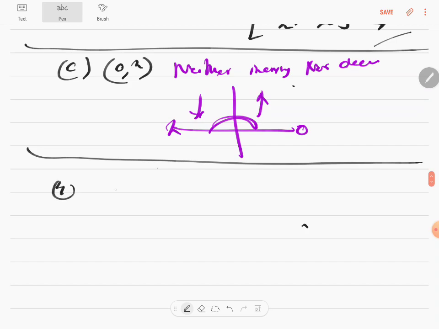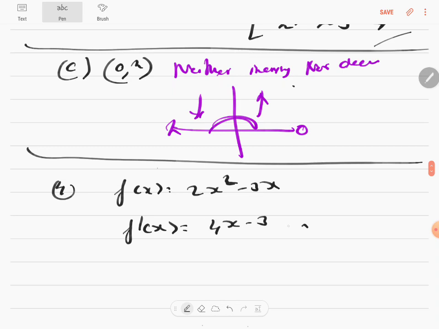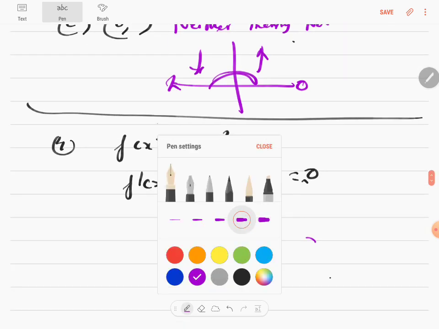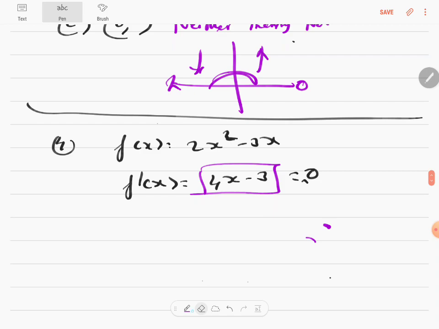Fourth question. f of x is equal to 2x square minus 3x. So you're talking about f dash of x, 4x minus 3. Algebra, you are allowed to equate it to 0, put it on the number line, give examples, you understand? Now you can equate it to 0. Make sure this is your slope. You're going to equate it to 0, so you get x is equal to 3 by 4.